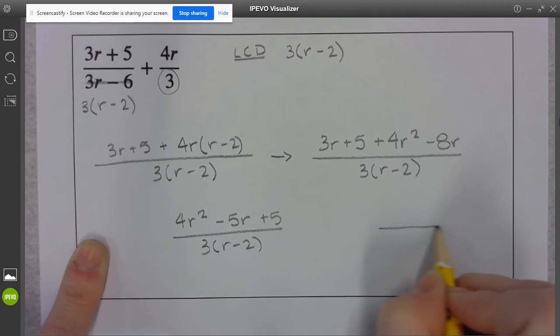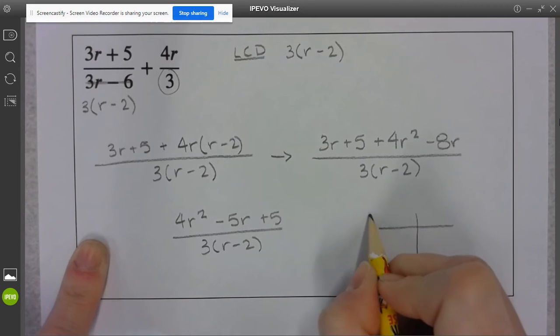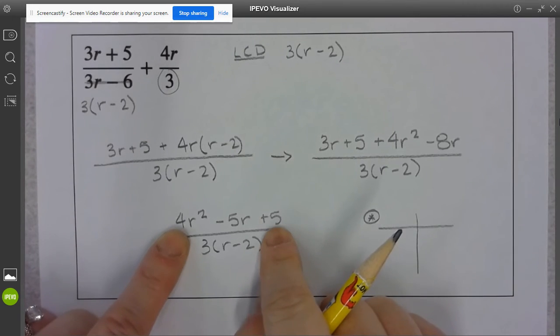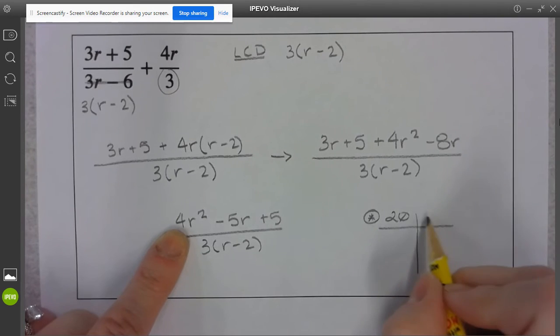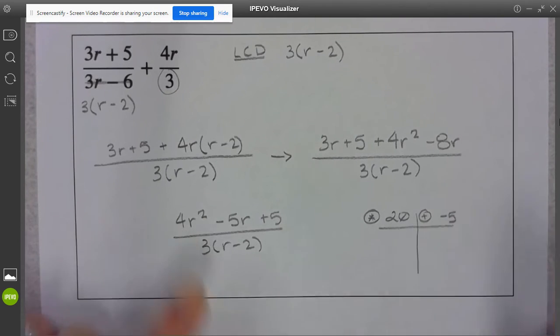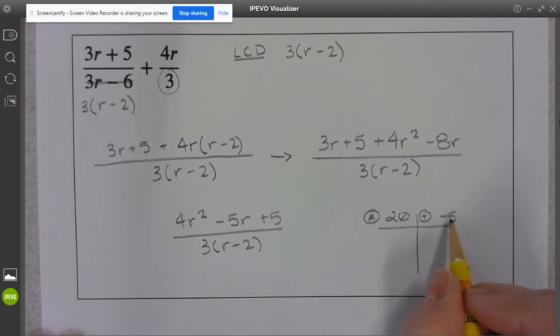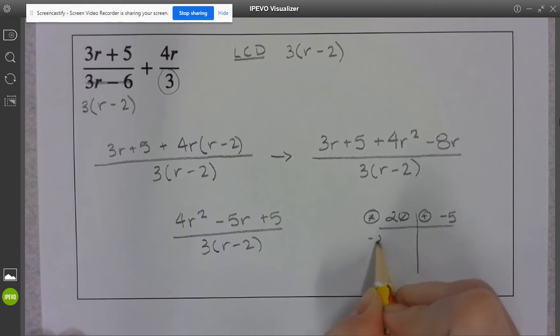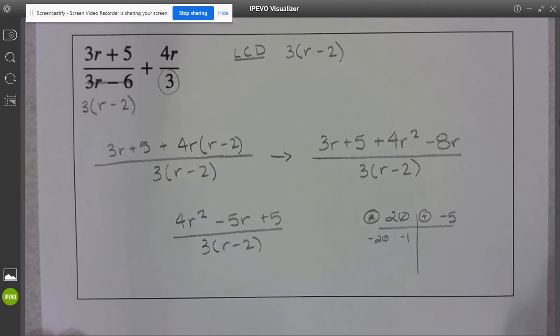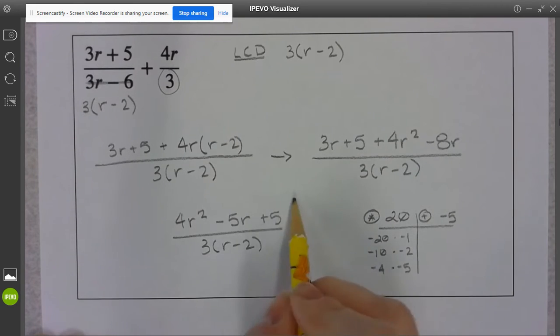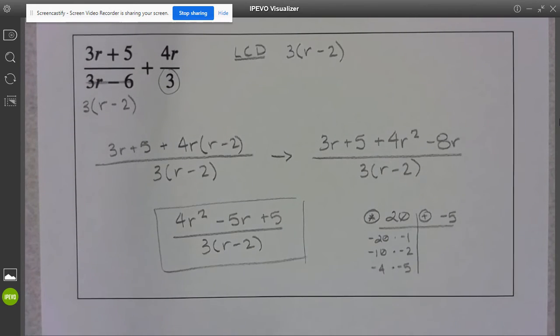And again, I just need to double check and see if I can factor the numerator. So I'm multiplying to get 4 times 5, which is 20, and I'm adding to get negative 5. Well, I have a positive that I'm multiplying and a negative that I'm adding to get. So that tells me both of these factors would have to be negative. So I would have negative 20 times negative 1, definitely not. Negative 10 times negative 2, not going to work. And negative 4 times negative 5, also not going to work. So we're done.